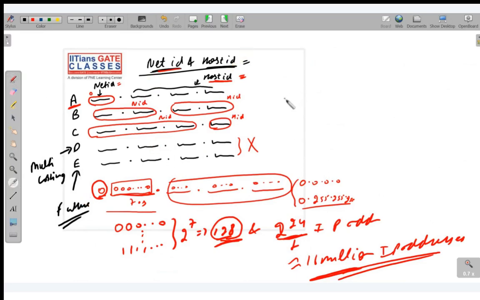Class full addressing is not used nowadays. But class E was for future, class D was for multicasting. So we will not do bifurcations here. Do not say how many octets for net ID and how many for host ID, that is not for them. Okay, any doubt here? No, sir.